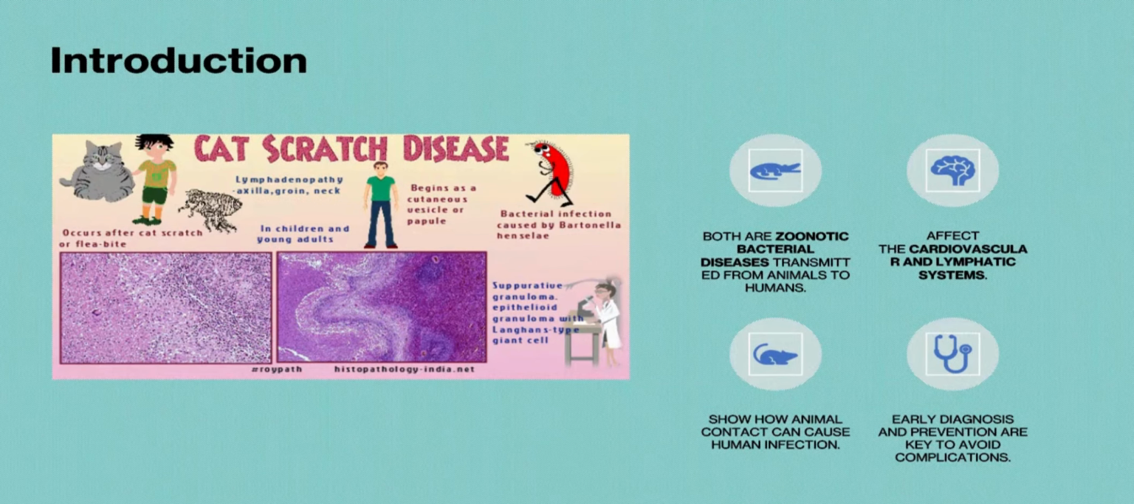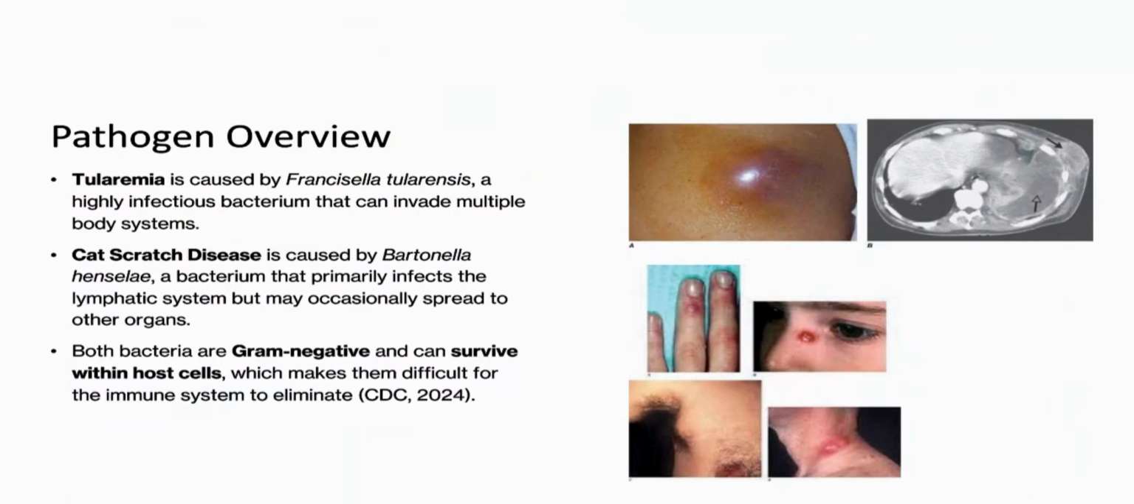We'll talk about how both of these diseases are zoonotic bacterial infections transmitted from animals to humans. They impact the cardiovascular and lymphatic systems. It is essential to understand how animal contact leads to human infection, as early diagnosis and prevention are crucial steps to avoid complications. And now we're moving to the pathogen overview.